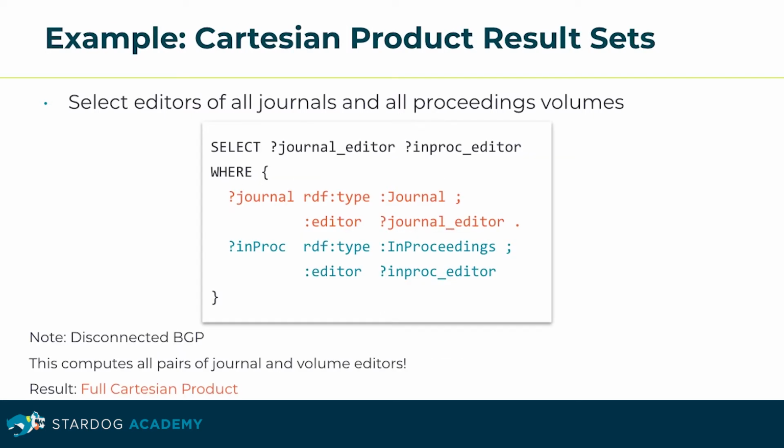If we look closer at the BGP, we will see that it's composed of two disjoint parts. We've got two triple patterns that are selecting journals and their editors, and two triple patterns selecting preceding volumes and their editors. But these parts do not share a variable. This means that every combination of a journal A with its editors and a volume B with its editors is a valid match for the BGP. More formally, we say that this BGP matches a full Cartesian product of the set of journal editors and the preceding editors. So 100 journals and 100 volumes gives you 10,000 results.